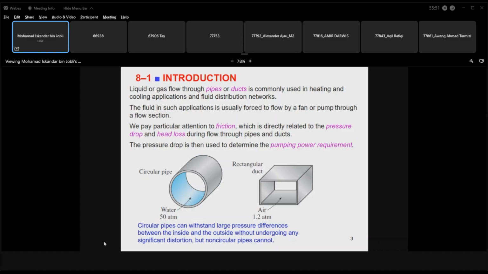The circular pipes can withstand larger pressure differences between the inside and the outside, compared to a rectangular duct. That's why a rectangular duct is normally used in air applications, in gas applications. Even so, you still have gas using circular pipes as well. Either way, water will normally use a circular pipe, and a rectangular duct is normally used when you have a gas or air application.